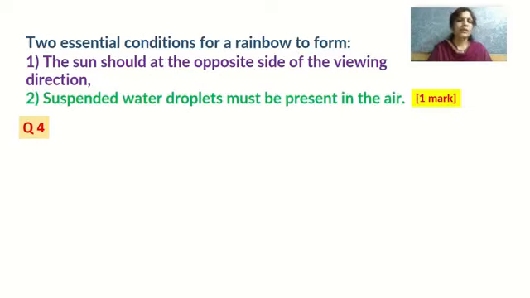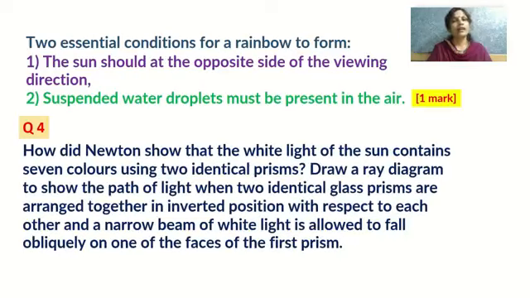Next question, how did Newton show that the white light of the sun contains 7 colors using 2 identical prisms? This is a very famous question, and it is being asked in the exams in different manners.